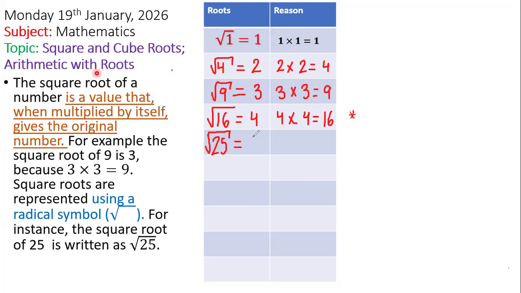So we have the square root of 25. What is the square root of 25? 5. Very good. Why? What's the reason? 5 times 5 is 25. Very good. 5 times 5 is 25.